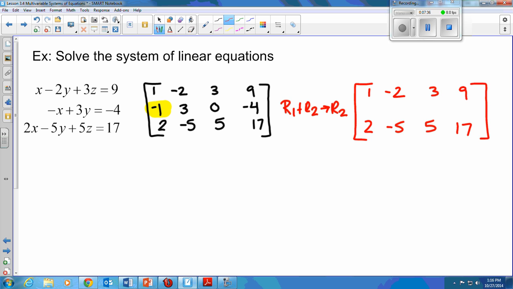So 1 plus negative 1 is 0. Negative 2 plus 3 is 1. 3 plus 0 is 3. 9 plus negative 4 is 5.